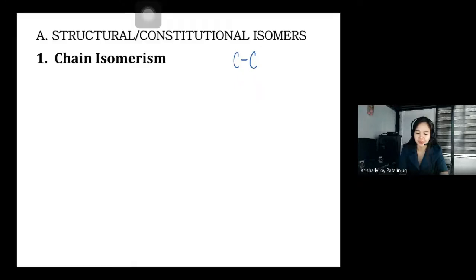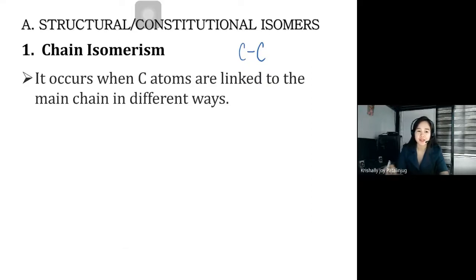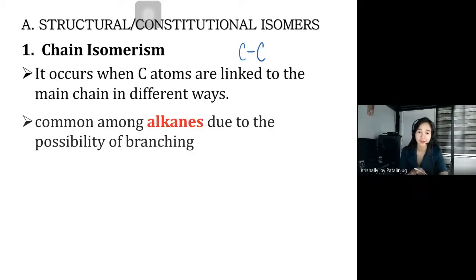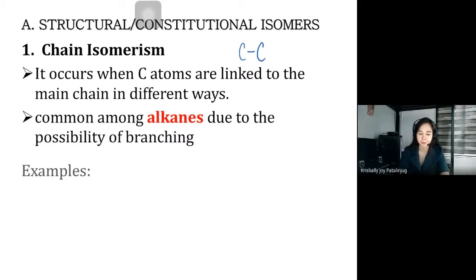Okay, ayan. So for chain isomerism, this is observable among molecules wherein yung carbon atoms are linked to the parent chain or main chain in different ways. Kumbaga, nagkakaroon ng branching. Nagkakaroon ng mga sanga-sanga yung alkane. So halimbawa, we're talking about alkane, so you have to take note of the general formula ng alkanes. Diba? Ang general formula is CnH2n plus 2.